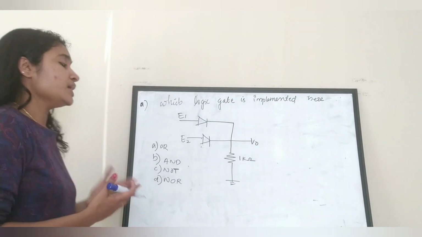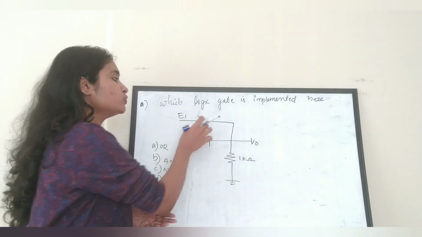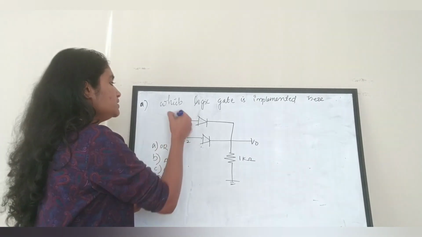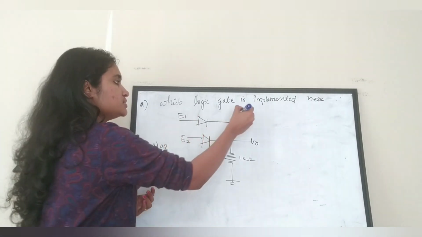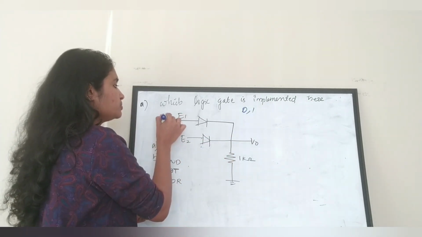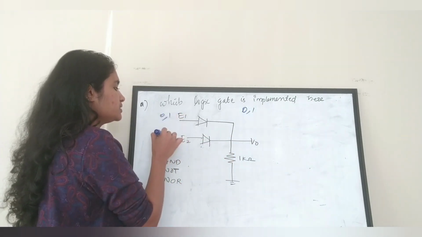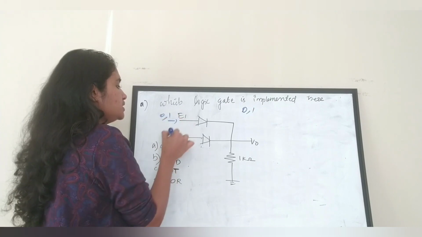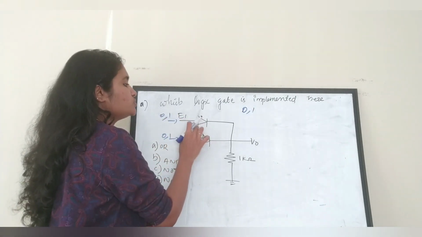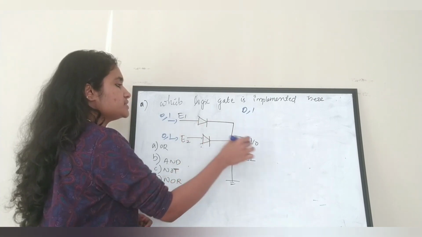We have to forward bias the diode in order to get our output. If E1 and E2 are digital values, that is 0 or 1, we are going to apply either 0 or 1 as E1 and 0 or 1 as E2. Whenever it is 1, we are going to forward bias the diode and we'll be getting the output.